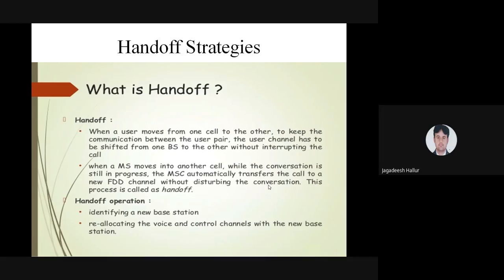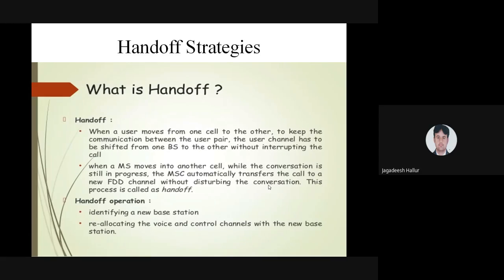When a user moves from one cell to the other cell, he is changing locations, changing particular points, to keep the communication between the user pair. Communication is nothing but the call going on from one end of the user to the other end. The user channel has to be shifted from one base station to the other without interrupting the call. Interrupting is nothing but disconnecting the call. That is called a handoff.